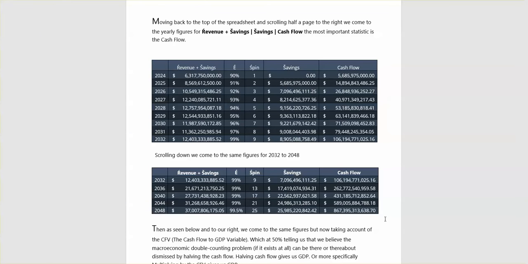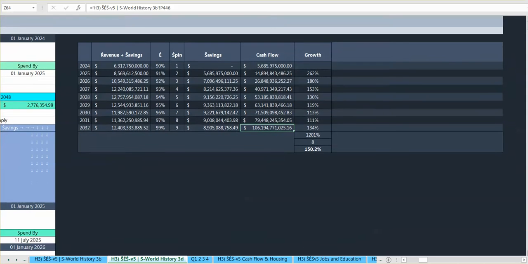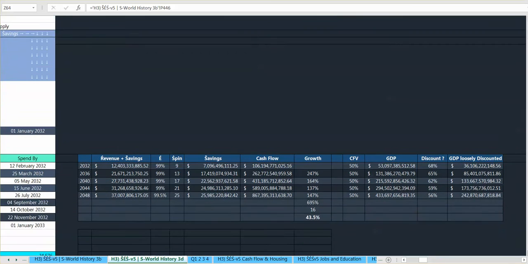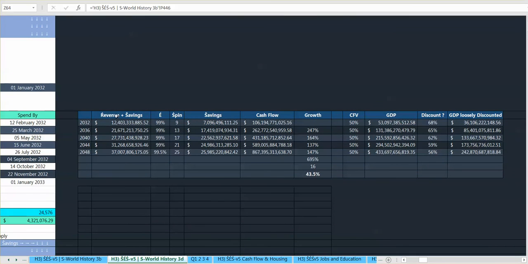And we've got these figures here. Scrolling down gives us 2032 to 2048. Let's just do that. Scrolling down, 2032 to 2048. These are 4 years apart, all of these. Okay.